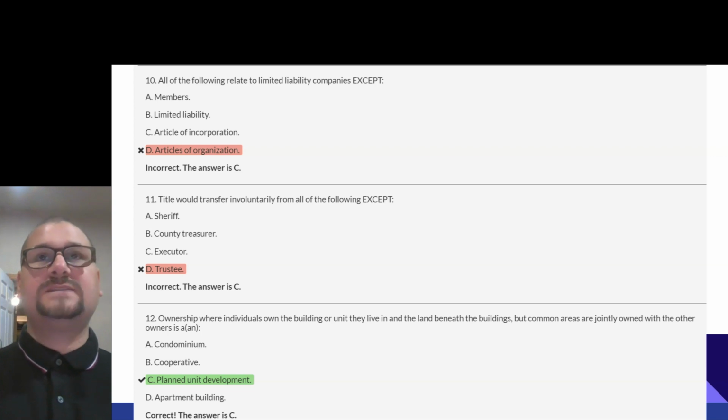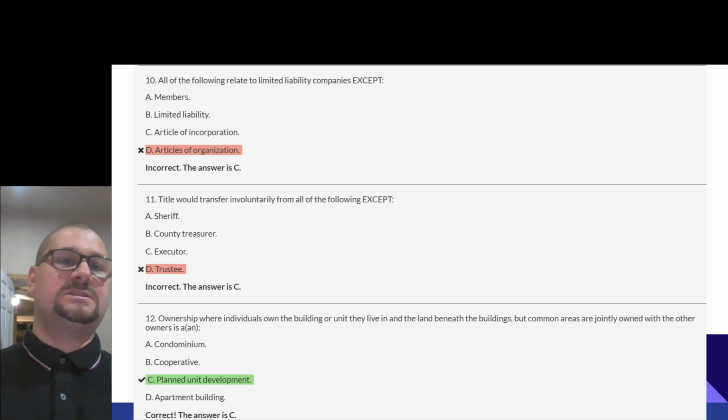Articles of organization, right? Organization, you think of that, that's limited liability too. But what about articles of incorporation? That's LLC, right? That's related to limited liability companies, except articles of incorporation. That's not.